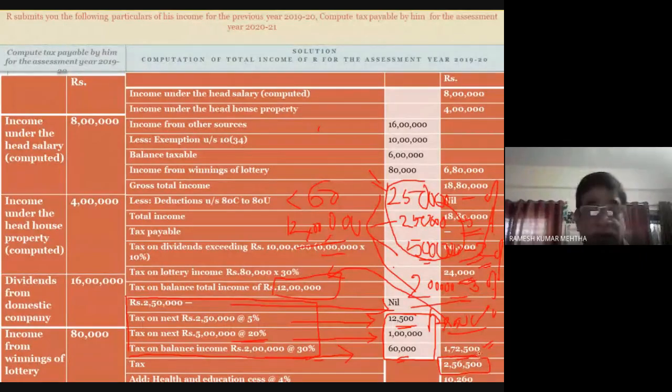Next one. So remember, apart from this tax, here he will be charged one more cess, which is health and education cess, to the tune of 4% on this amount of 2,56,500. Now, on this 2,56,500, if you calculate 4 percent, it is 10,260. So now total aggregate tax payable is 2,56,500 plus 10,260, which is 2,66,760. Hope this problem also is clear to you.